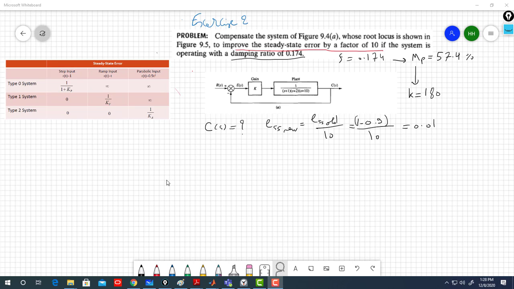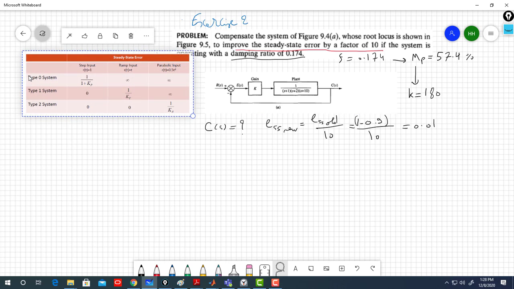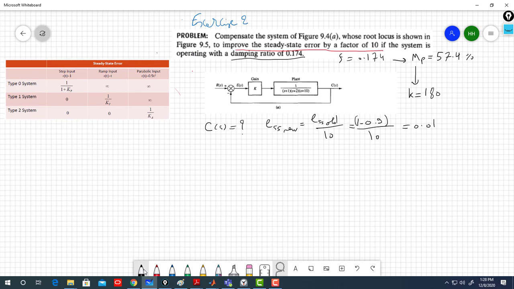Also, this is a system of type 1. System of type 0. A type 0 system for a step input has a steady state error. So I know my steady state error equals 1 over 1 plus Kp, according to this table, and we know that Kp equals the limit when s tends to 0 of G of s.